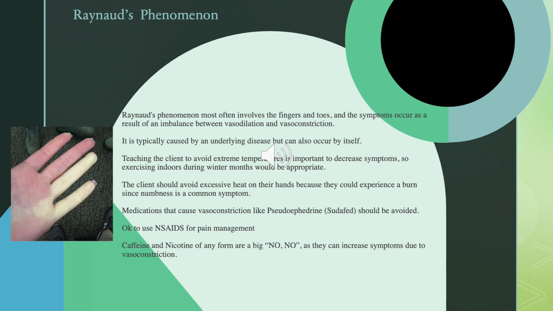No Sudafed. Sudafed's a vasoconstrictor. Can't do it. It's okay to do NSAIDs for pain management. I used to hear that NSAIDs were a big no-no for Raynaud's. It has nothing to do with Raynaud's whatsoever. It is completely okay to use NSAIDs. Keep that in mind. Caffeine, nicotine, no, no, no, no, no. Obviously, they're going to cause more vasoconstriction. It is a big fat no-no.